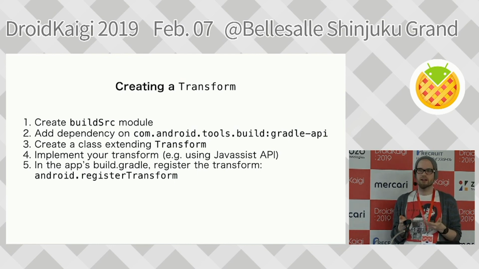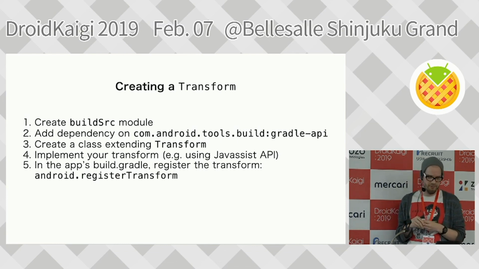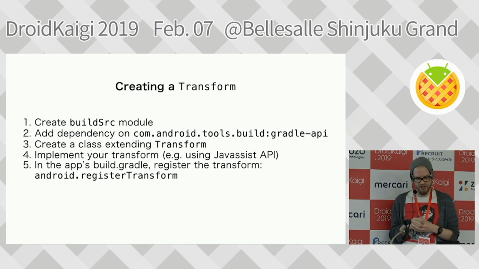What you do is you create a class that extends from the base class. It's called Transform. Then you implement that. That would be step 4. We are going to use another library that helps us with the bytecode manipulation stuff, and it's called Javassist. And then your transform just messes with the bytecode and then outputs something new.